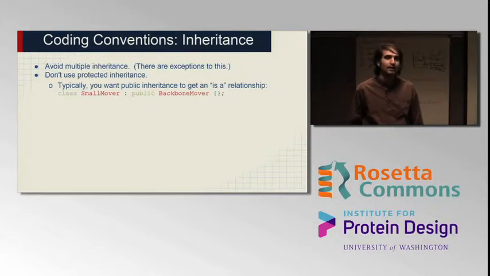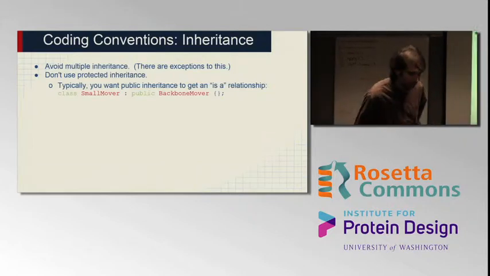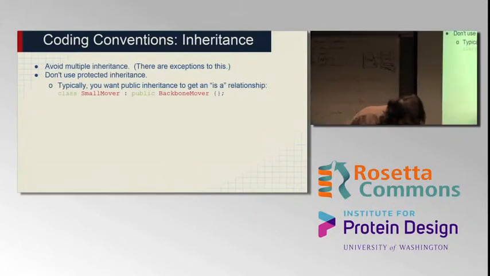What we don't want is modules that are intended for very different purposes to both be base classes for something. Like we don't want an object that is both a mover and a filter. That would be bad. So in general, avoid multiple inheritance. Don't use protected inheritance. Everything should be public inheritance.